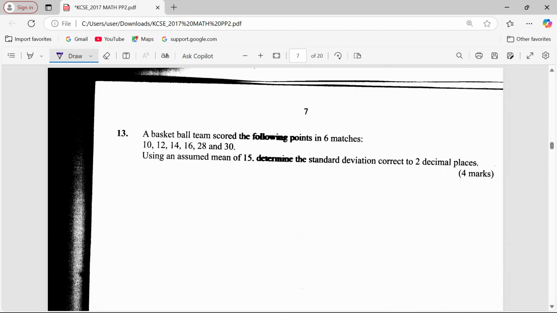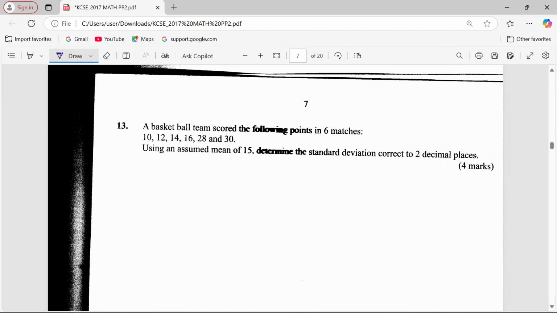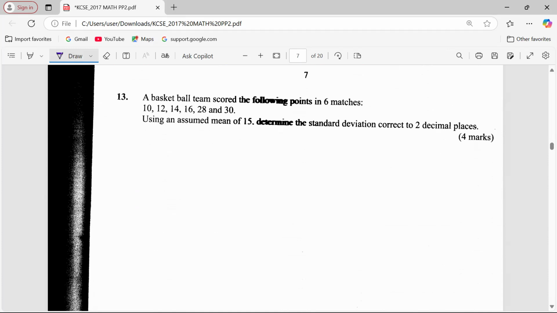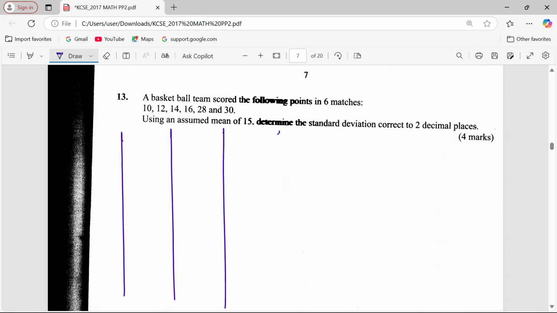Number 13, the basketball team scored the following points in 6 matches: 10, 12, 14, 16, 28, and 30. Using an assumed mean of 15, determine the standard deviation correct to 2 decimal places. On our way to standard deviation, we are supposed to calculate what we call variance. So let me have a table of values.